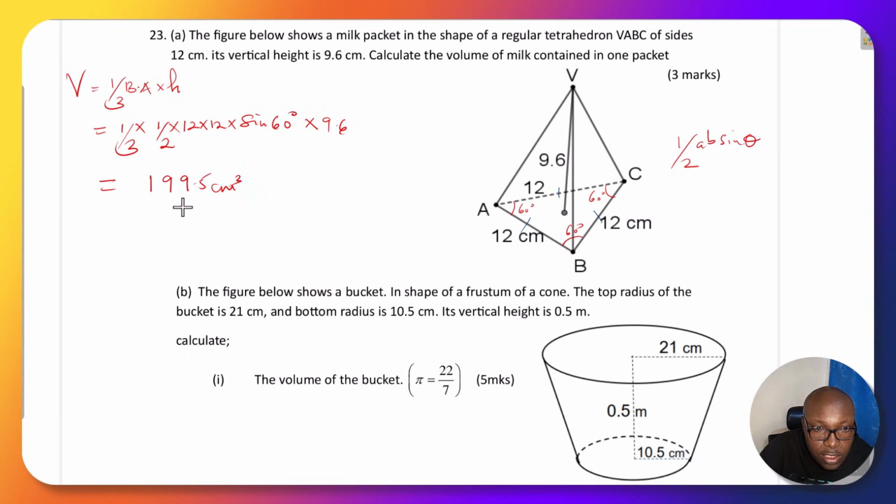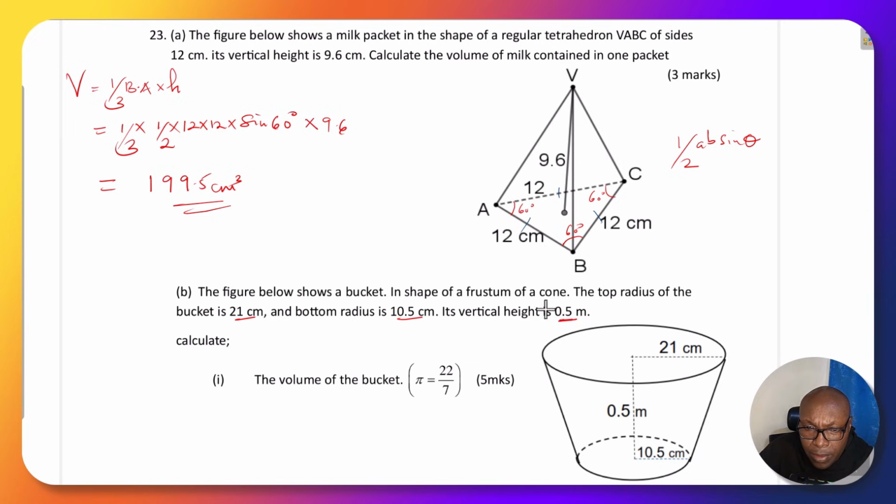189.5 centimeters cubed. We go to part B. The figure below shows a bucket in the shape of a frustum of a cone. The top radius of the bucket is 21 centimeters and the bottom radius is 10.5 centimeters. Its vertical height is 0.5 meters. You need to be very keen with the units of the measurements. You can see this is centimeters, these centimeters, then the height is the only one that is given in meters.